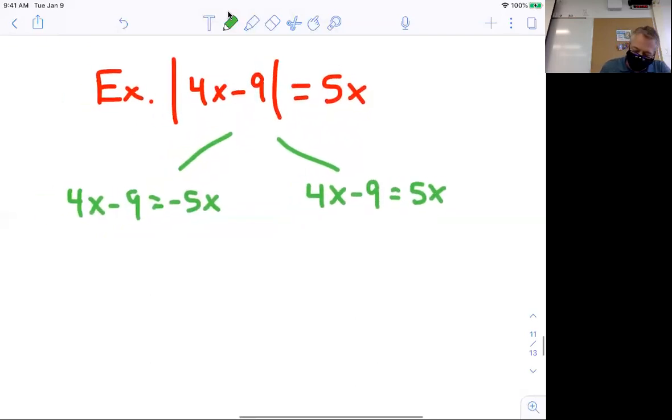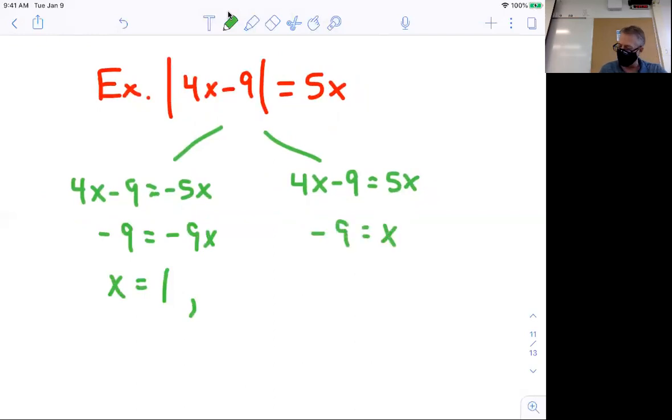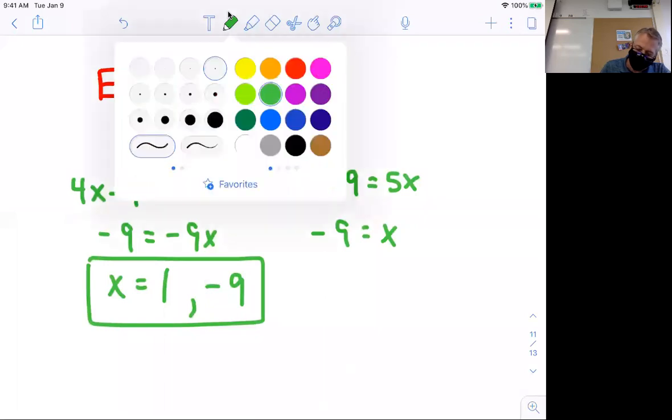So I'll solve both of these independently. I'm going to move the x's to the right. So I have -9 is equal to -9x. So x comes out to be 1. And if I move those x's over, I get x equals -9. And so I have two answers of 1 and -9.